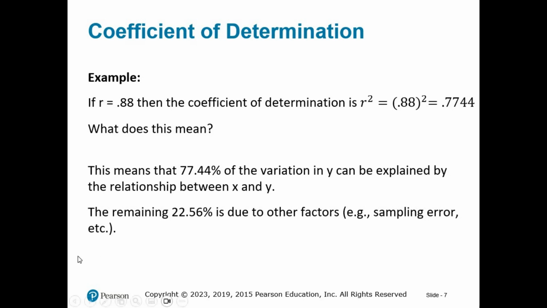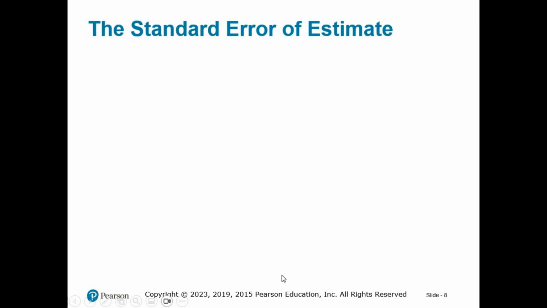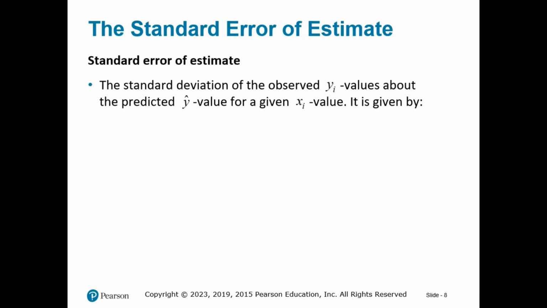Remember when we were dealing with x bar that we said it was a point estimate for mu? Well, when dealing with a two-variable dataset, when given an x value, the predicted y value, or y hat, is a point estimate. So just like we constructed intervals for mu using x bar, we can construct intervals about y hat for a given value of x. We use what's called the standard error of estimate.